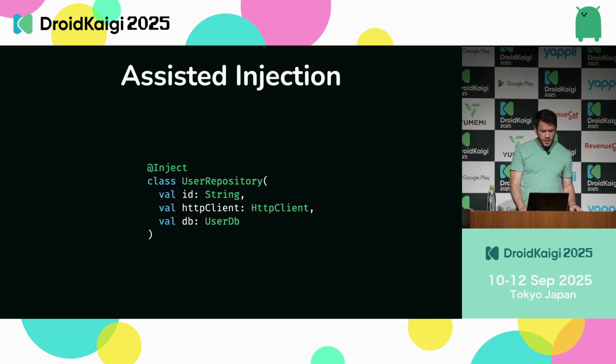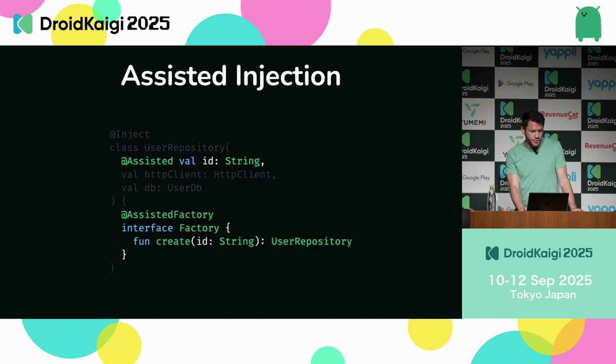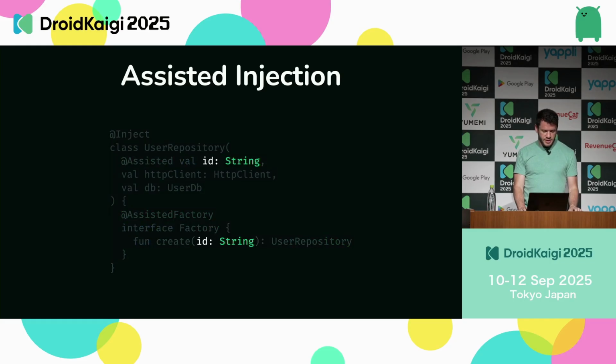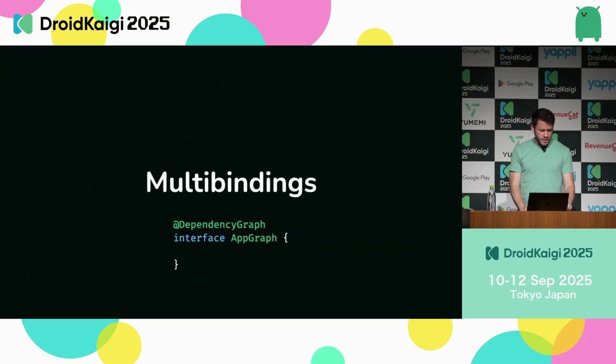To do this, you mark which parameters are assisted with the @Assisted annotation, and add a simple factory interface annotated with @AssistedFactory that has a single abstract function with matching assisted parameters. These parameters must match the constructor's assisted parameters, and this SAM function must return the assisted type. And now you can inject this factory, and Metro will generate code to handle shepherding the assisted parameters to the constructor injected type.